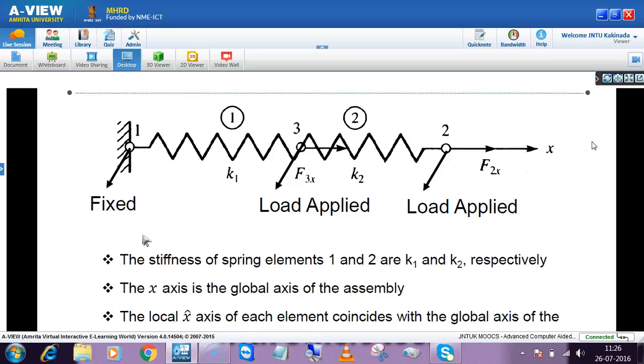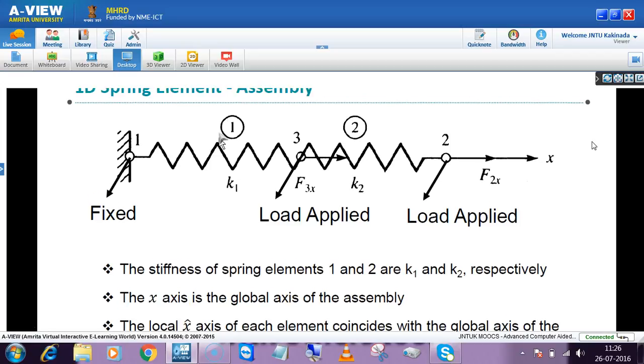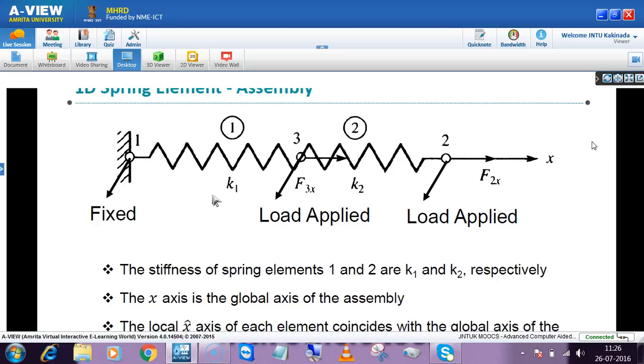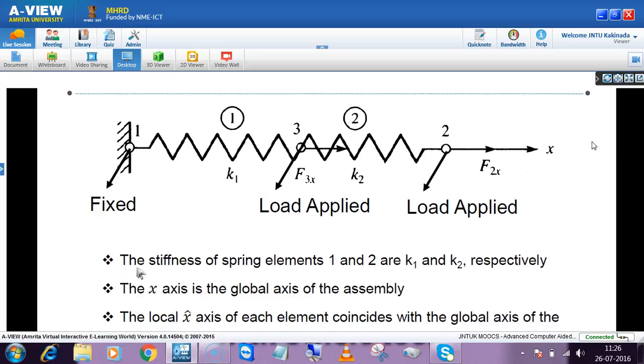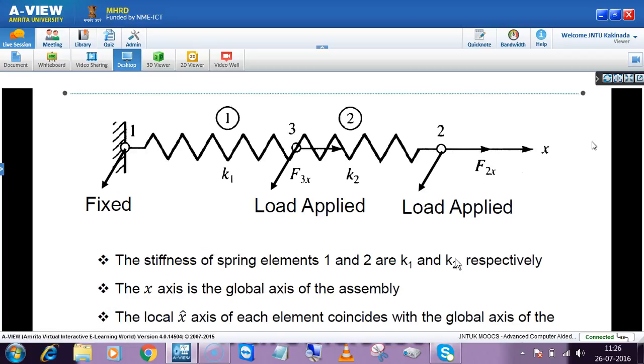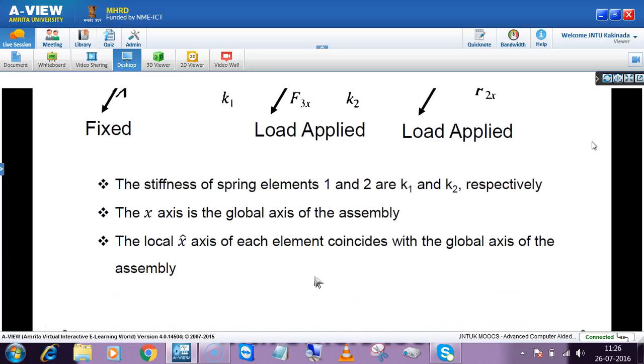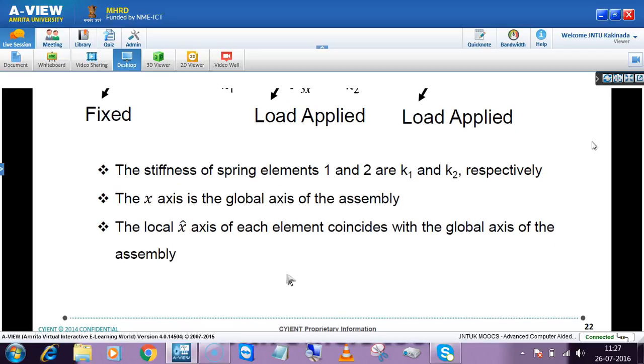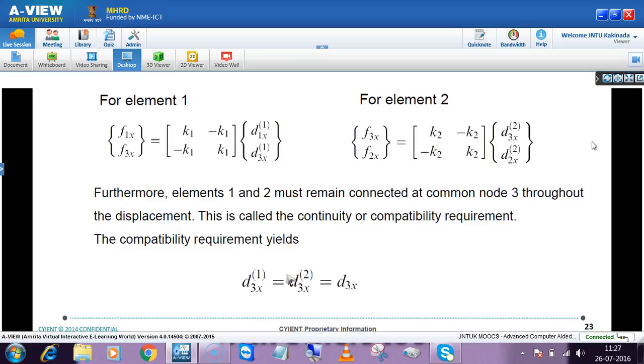Now let us take one small example. I have considered two springs here. This is one spring and this is the second spring, and they have stiffness K1 and K2. The x-axis is the global axis. The local x-axis of each coincides with the global axis. So let us work on this example and understand how we can assemble it.